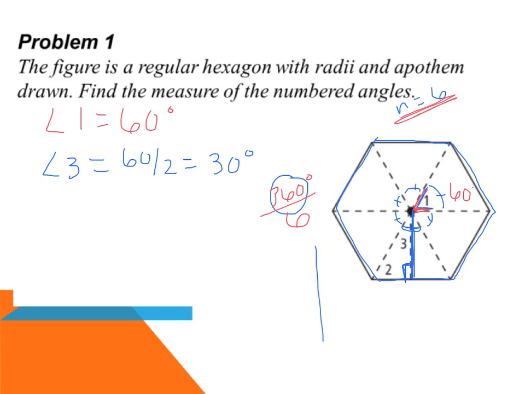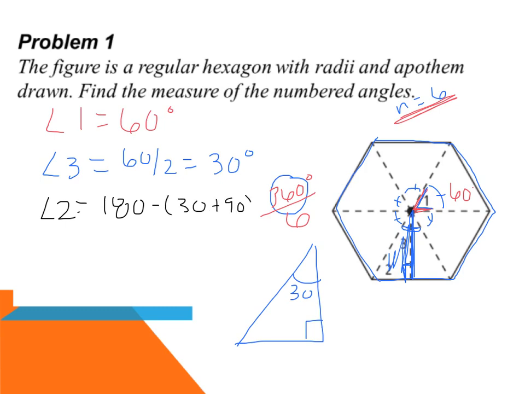Now if I zoom in on just the right triangle right here, I found angle 3 to be 30, and this is 90. So to figure out my angle 2, I could do 180 minus 30 plus 90, because all the angles in a triangle add up to 180 degrees. So angle 2 would be equal to 60 degrees. So those would be my 3 angles using my central angle. Again, my central angles are the angles that are created at the center of your regular polygon.